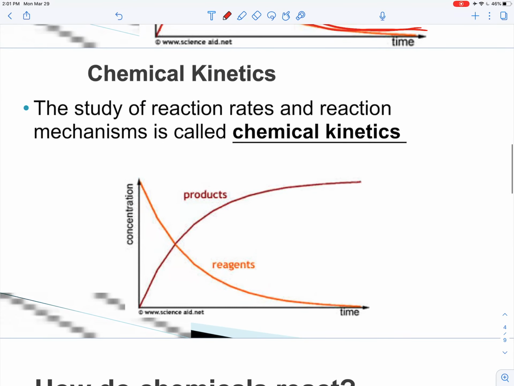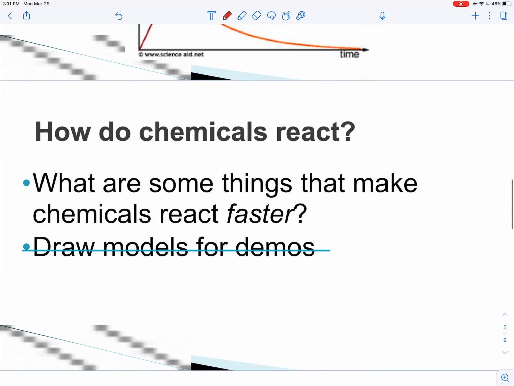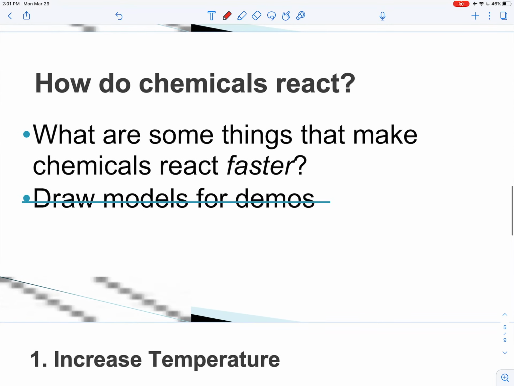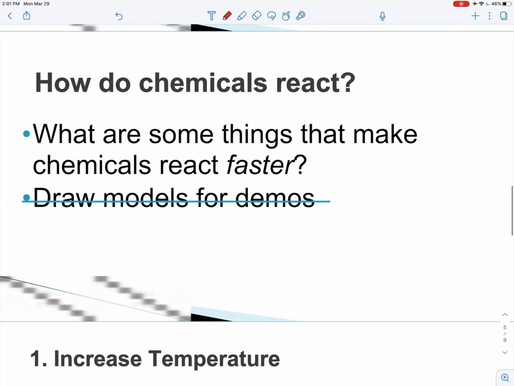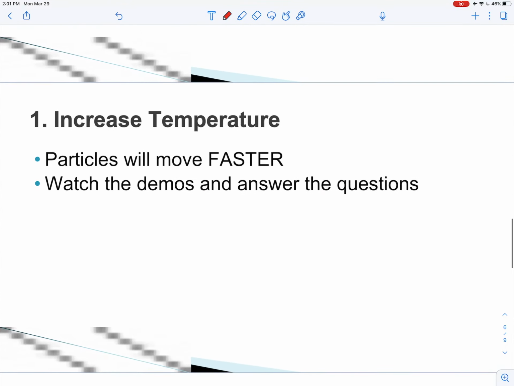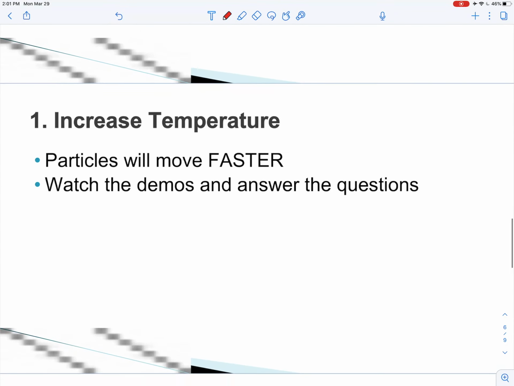Okay, the study of this stuff is called chemical kinetics. It's the study of reaction rates. Key term there. How do chemicals react? What are some things that make chemicals react faster? So let's take a look at 4 different things that will help speed up a chemical reaction. So you're also going to see demos for these.